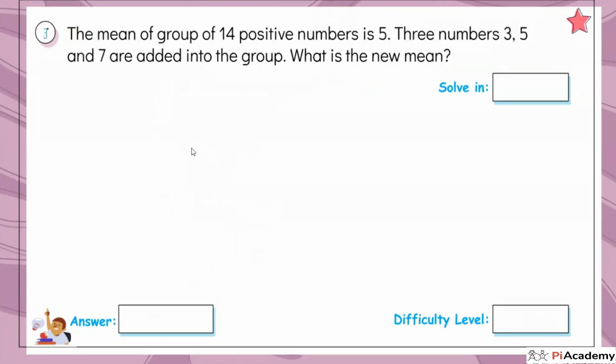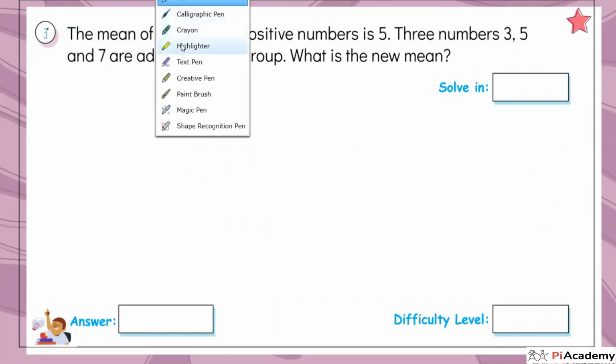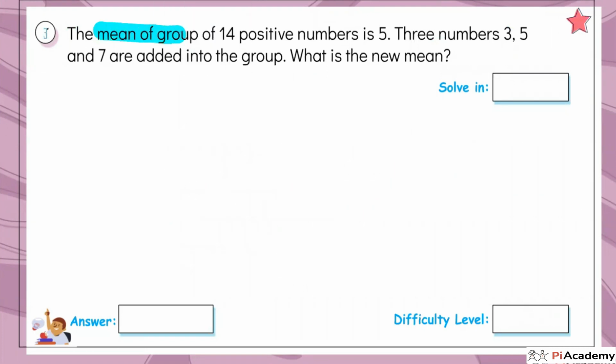Let's move on to the next question. And Alia, can you please read this question? The mean of a group of 14 positive numbers is 5. The three numbers 3, 5, and 7 are added into the group. What is the new mean? Okay, all of you, please do this question. You have 2 minutes to do this question.